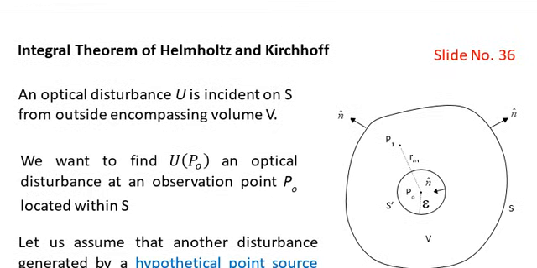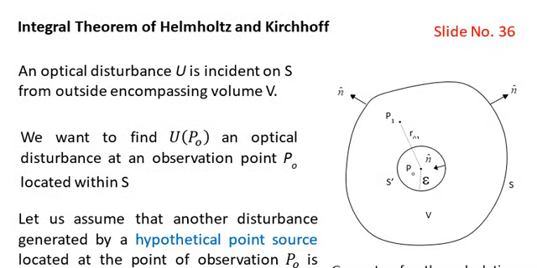Let's talk about the integral theorem of Helmholtz and Kirchhoff. An optical disturbance U is incident on surface S from outside, encompassing volume V. Look at this surface. You see that I have written capital S outside this surface. So this surface S encompasses the volume capital V, and there is a point of observation P naught.